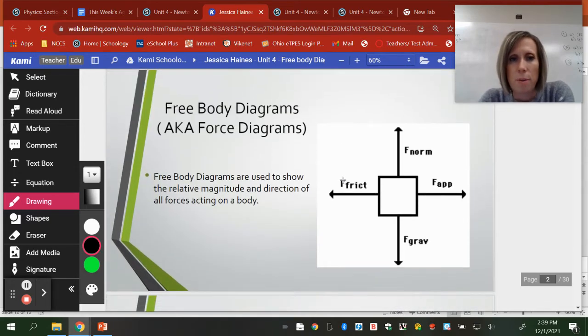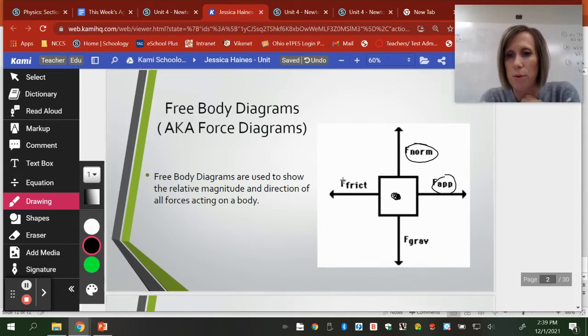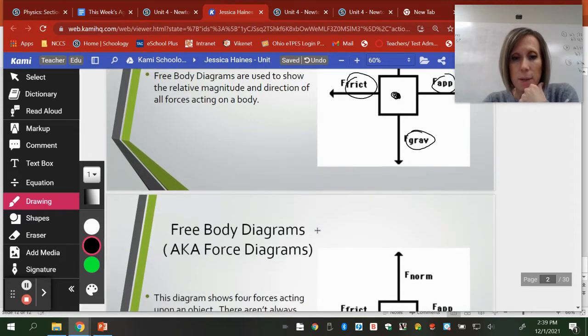So free body diagrams look like this. This is just one example of what a free body diagram is. We can have 4 different forces acting on it. Most of the time, instead of this, I'll just draw it as a dot instead of a box like that. And then I have the arrows on it. I don't usually get into this much detail like normal force, applied force, gravitational force. I'll just put a sub G, sub F if it's a force of friction. So free body diagrams are used to show the relative magnitude and direction of all forces acting on a body.